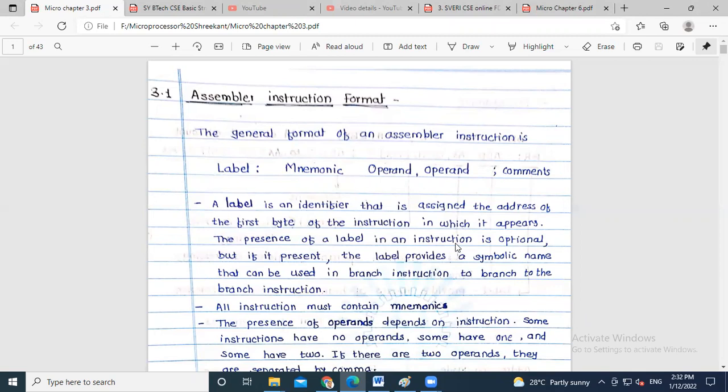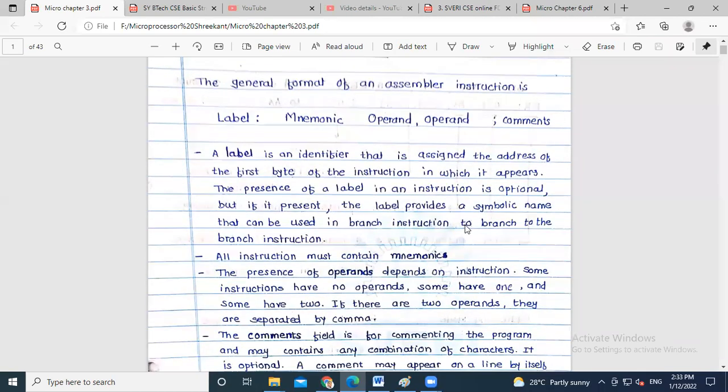Am I audible? And is my screen visible to you? Yes, sir. Okay. So only a few students are there, but you tell them to join, everyone. First of all, only 15 members out of 30 members, half of the strength. It's not good. Anyhow, we have to do our duty.